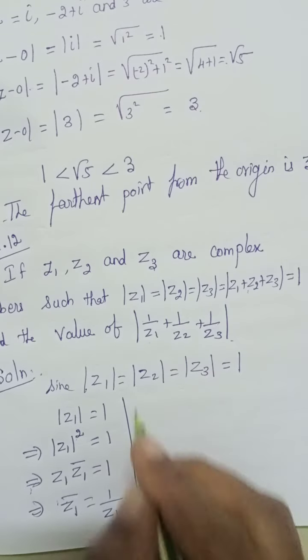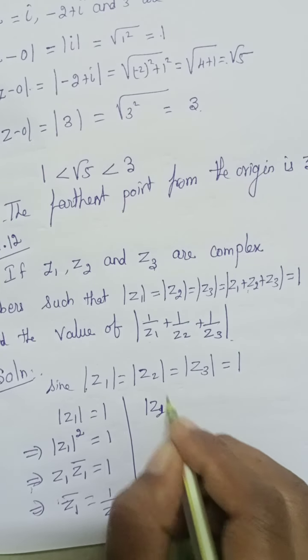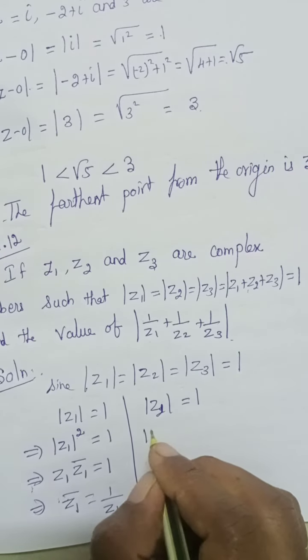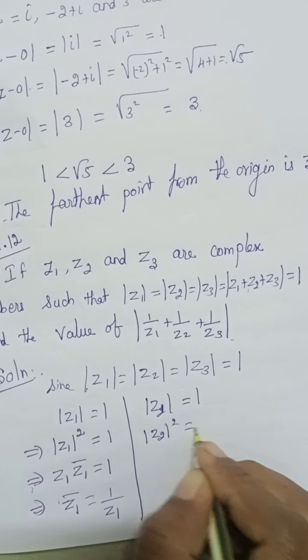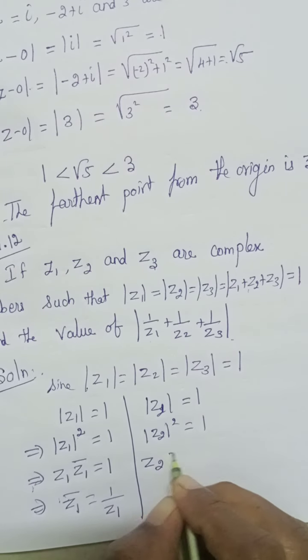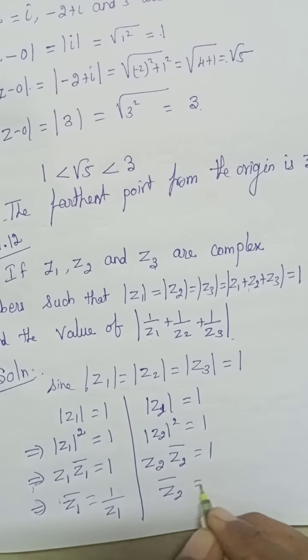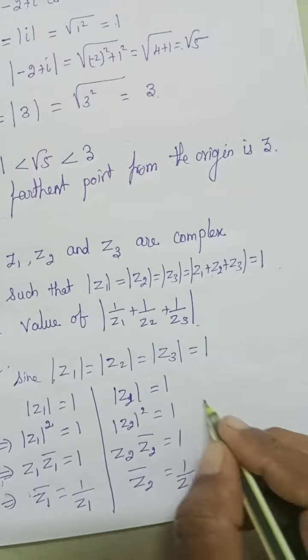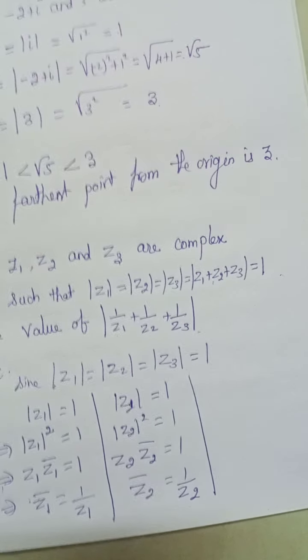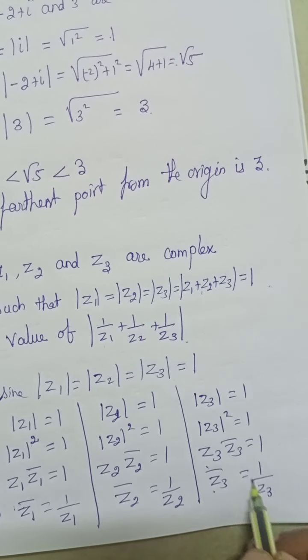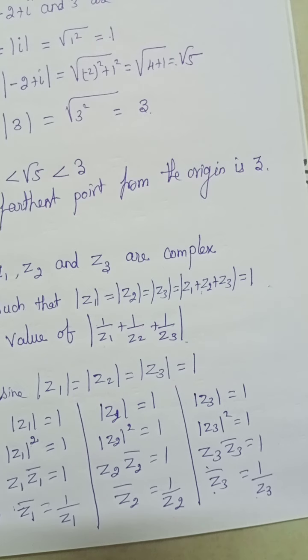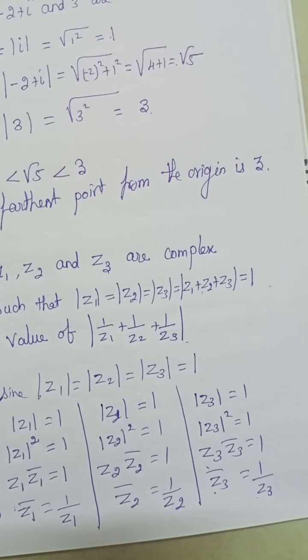The same way, modulus Z2 is equal to 1. So modulus Z2 the whole square is equal to 1, Z2 into Z2 bar equal to 1. From this, Z2 bar is equal to 1 by Z2. Similarly, Z3 bar is also equal to 1 by Z3. Now we can find it out.